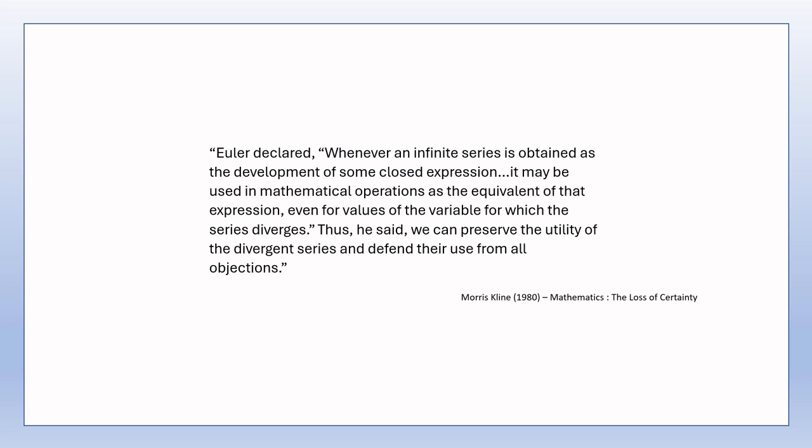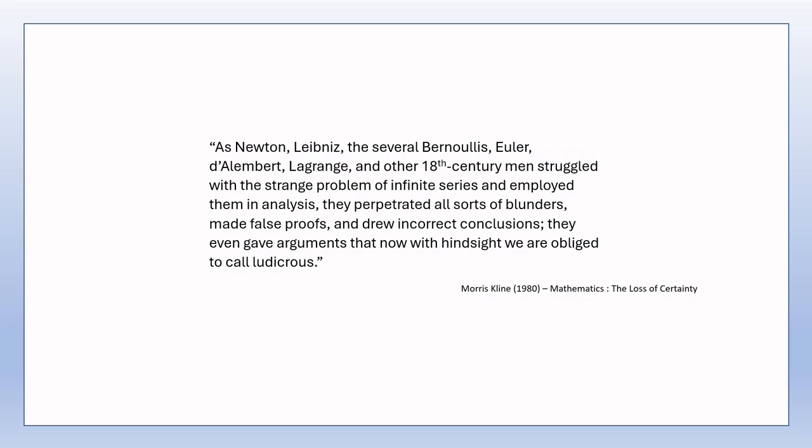And we also read in Klein, "As Newton, Leibniz, the several Bernoullis, Euler, D'Alembert, Lagrange and other 18th century men struggled with the strange problem of infinite series and employed them in analysis, they perpetrated all sorts of blunders, made false proofs, and drew incorrect conclusions."